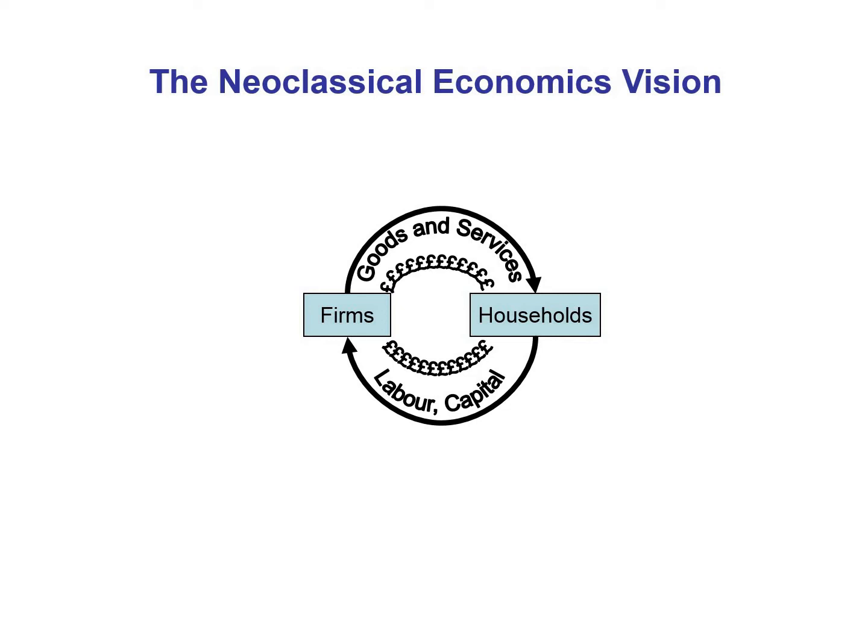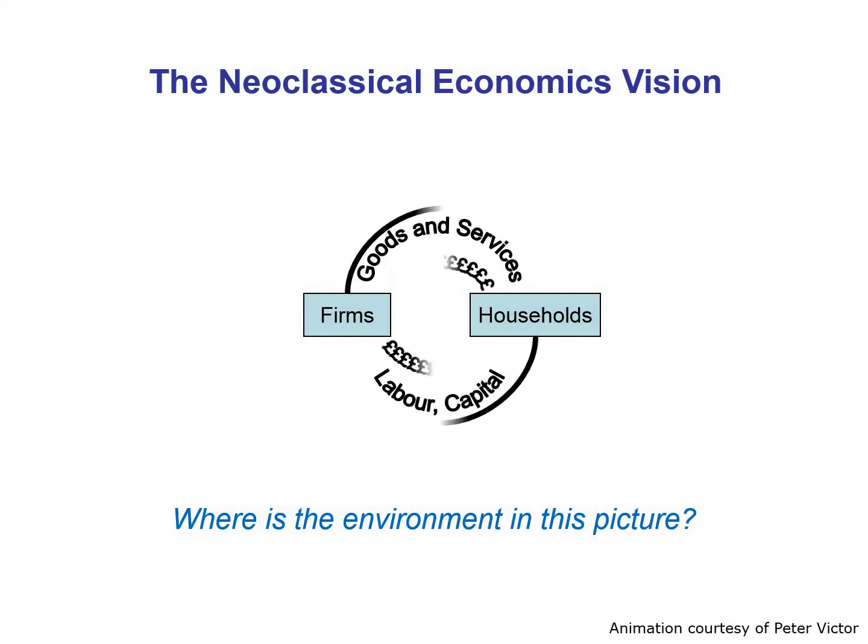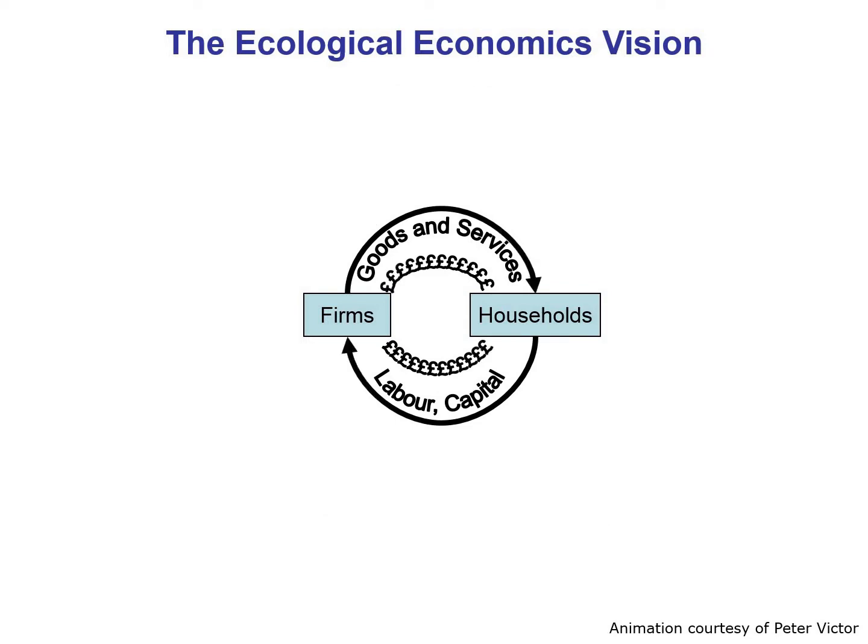However, we might ask ourselves, where is the environment in this picture? It's conspicuously absent. The circular flow diagram is an abstraction of the economy. It tends to suggest that the economy can reproduce itself indefinitely without any additional inputs. Things just go round and round and round like a perpetual motion machine. However, the laws of thermodynamics tell us there's no such thing as a perpetual motion machine. So let's look at the ecological economics vision.